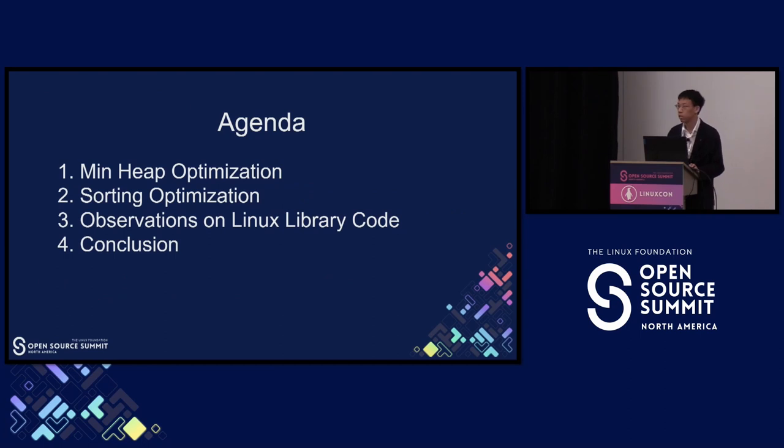This is today's agenda. First of all, I will talk about the min heap data structure optimization in the library code, and also the heap sort algorithm optimization. I will also talk about some observations on the library code in the Linux kernel, and we'll give a short conclusion at the end.